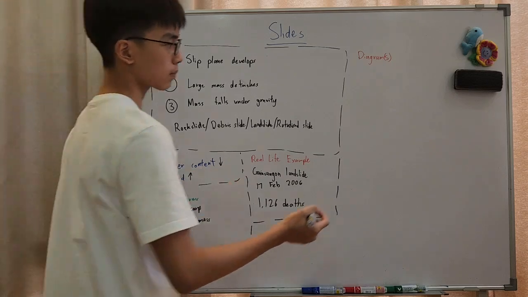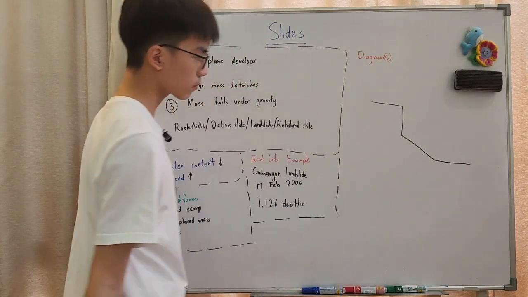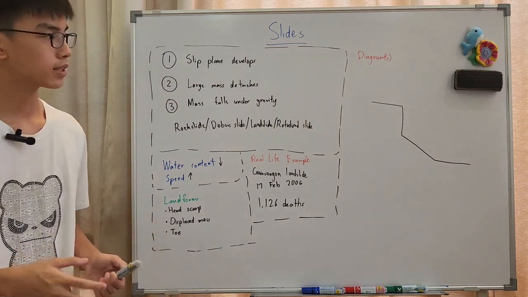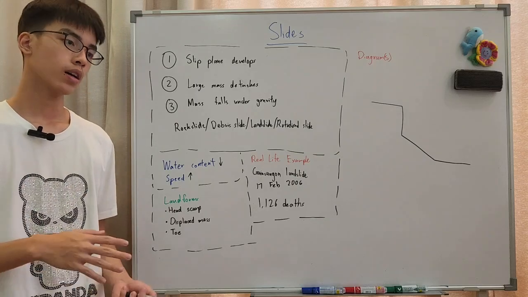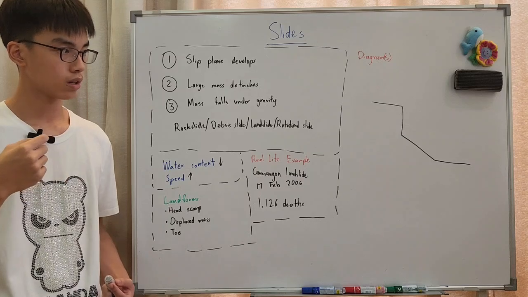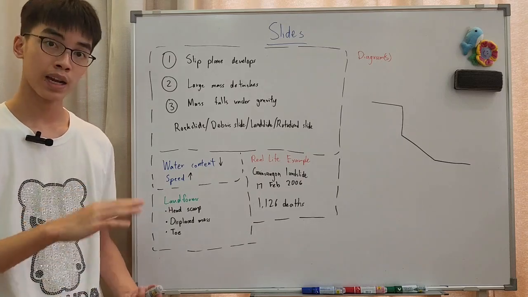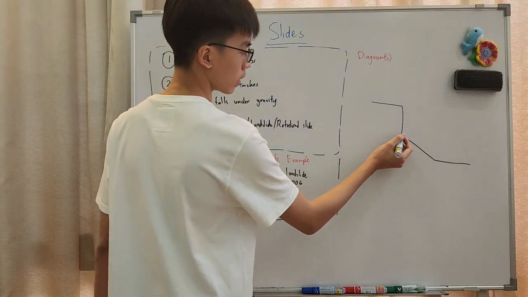So let's draw a slope first. Something like this. What occurs is a slip plane develops. So a slip plane is what your mass is falling along. And it develops because maybe there's an area of weakness from multiple layers of rock, fault lines or cracks, maybe clay which is lubricated with water, anything that creates an area of weakness over here.